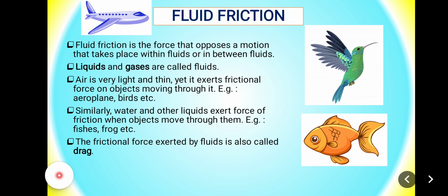Fluid friction. Fluid friction is the force that opposes a motion that takes place within fluids or in between fluids. Liquids and gases are called fluids. Air is very light and thin, yet it exerts frictional force on objects moving through it. Example, aeroplane, birds, etc. Similarly, water and other liquids exert force of friction when objects move through them. Example, fishes, frog, etc. The frictional force exerted by fluids is also called drag.